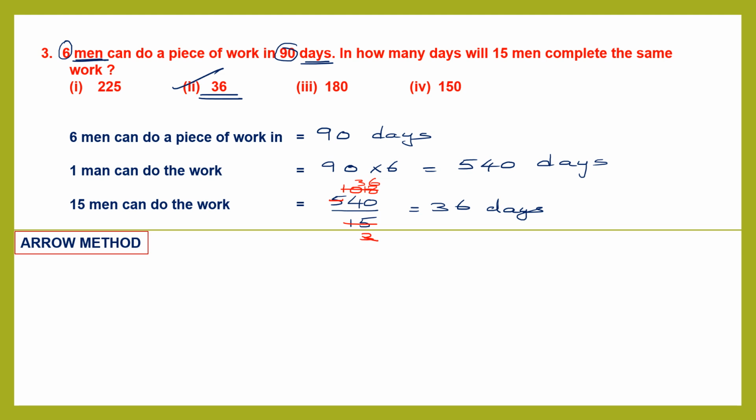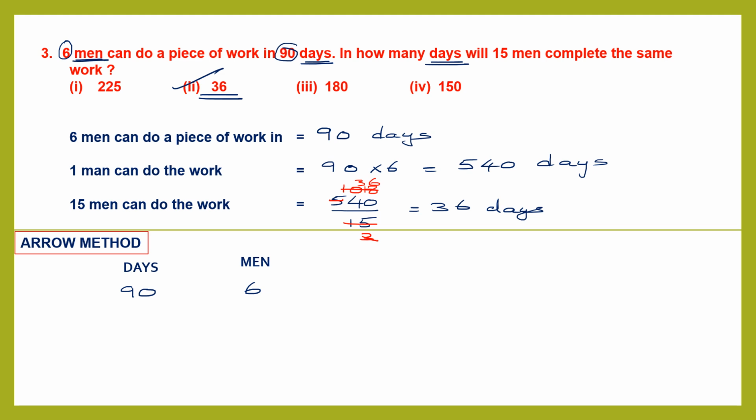What you don't know, what you're asked to find, make that your first column. So in how many days? Okay, so days is going to be the first column. So you're going to have days and men. So days is first. So let's write days, and then we have men. So under days, we're going to write the number of days. So in 90 days, how many men will finish the work? 6 men will finish the work.